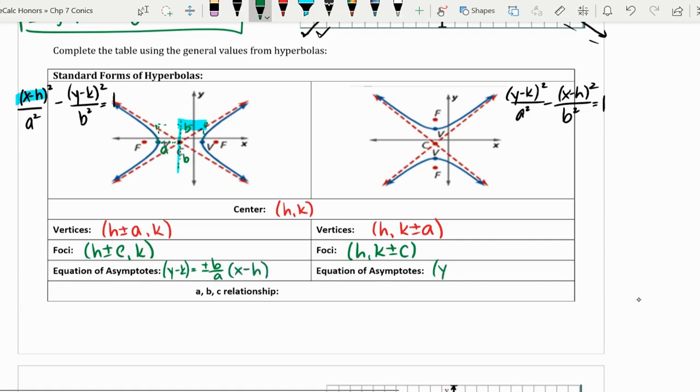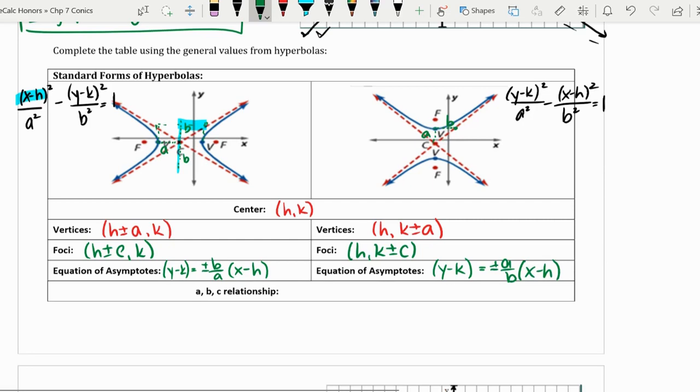The only thing that changes for our vertical hyperbola is that we're going up a for the slope, since the vertex is vertical, and then over b. So plus or minus a over b, times x minus h.